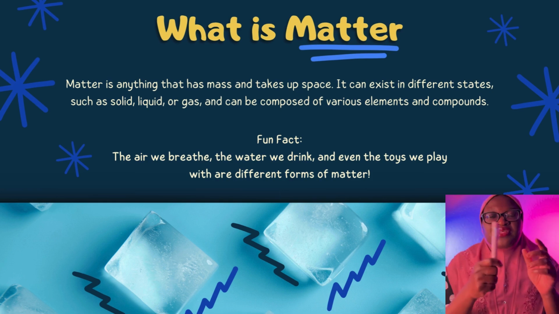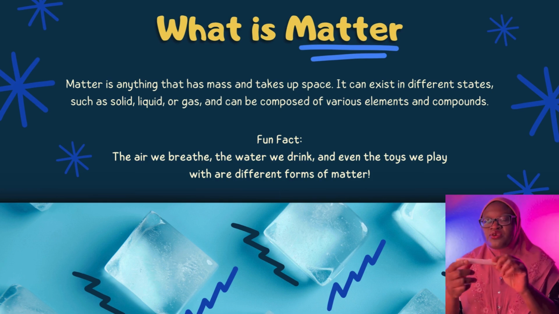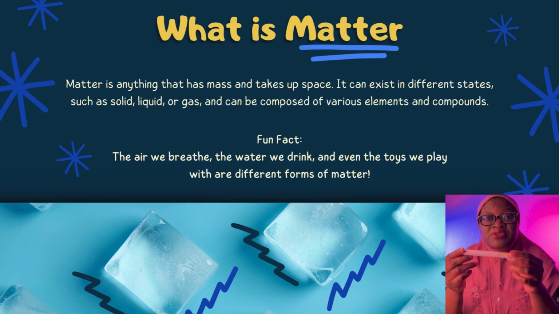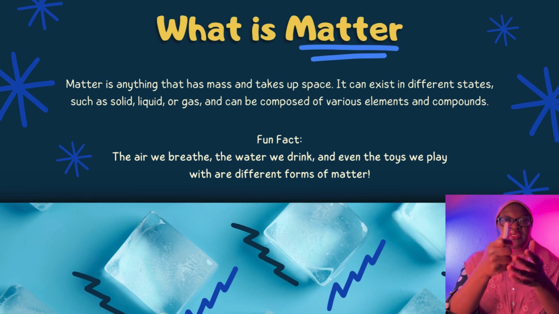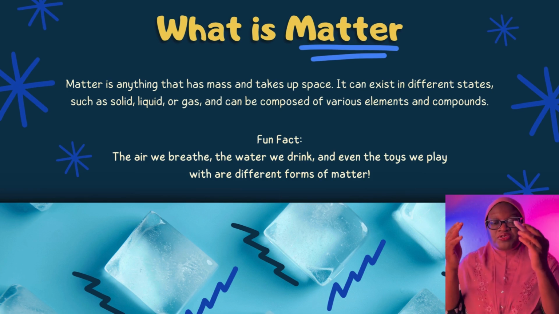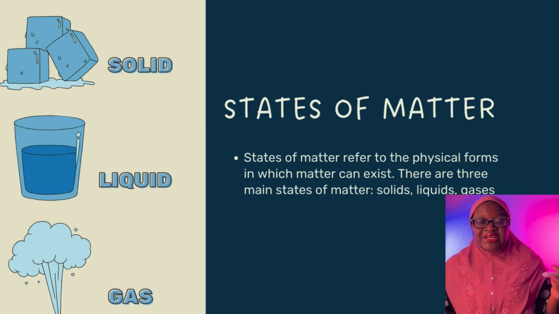For example, this pen is an example of matter, because if we put this on a scale, we're able to get a weight for it, and obviously it takes up space. We can literally measure how much space it takes up. So matter is anything that has a mass and takes up space.